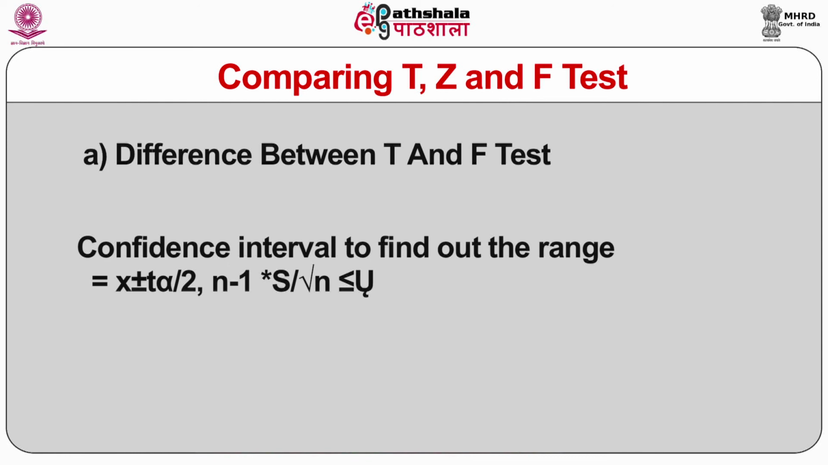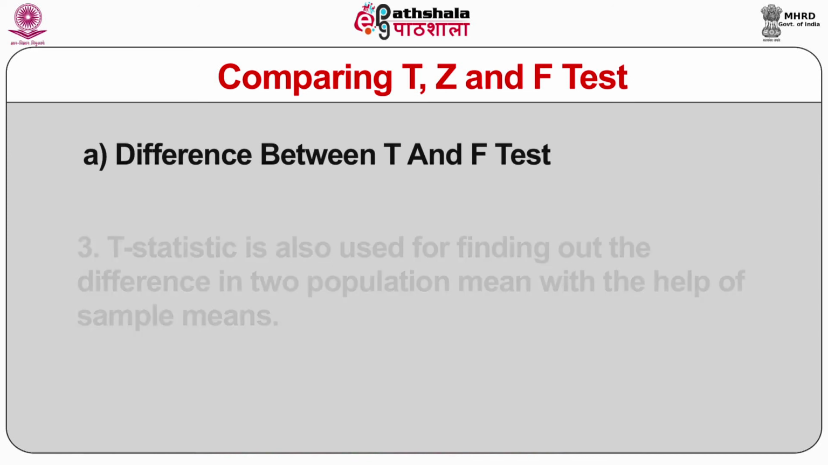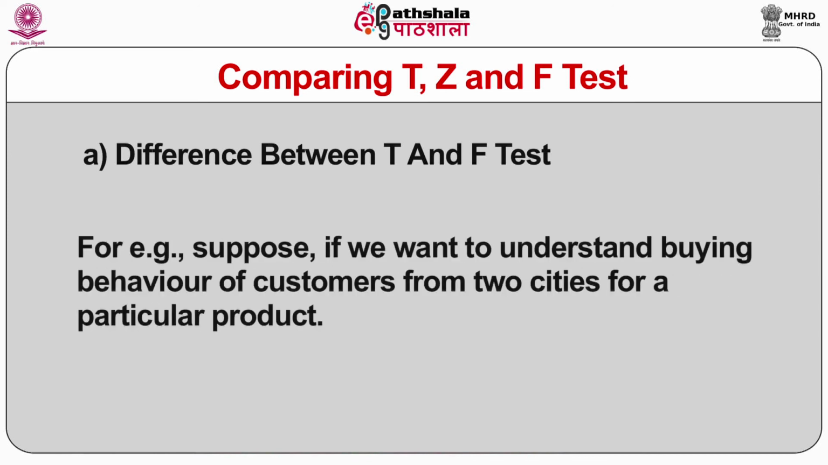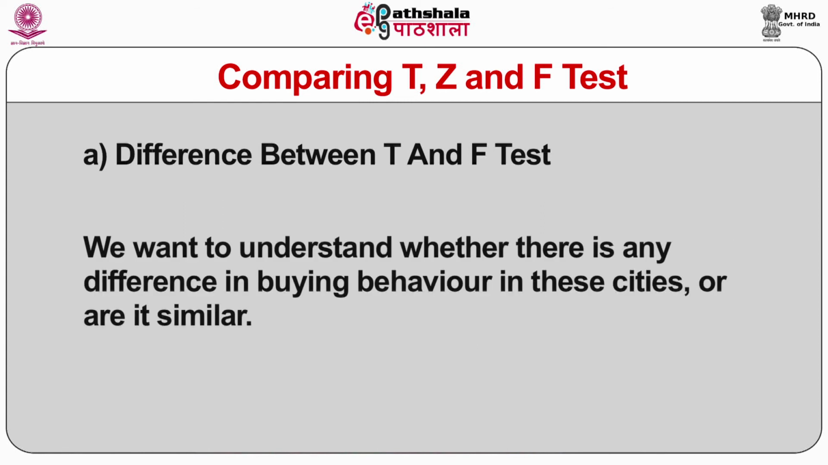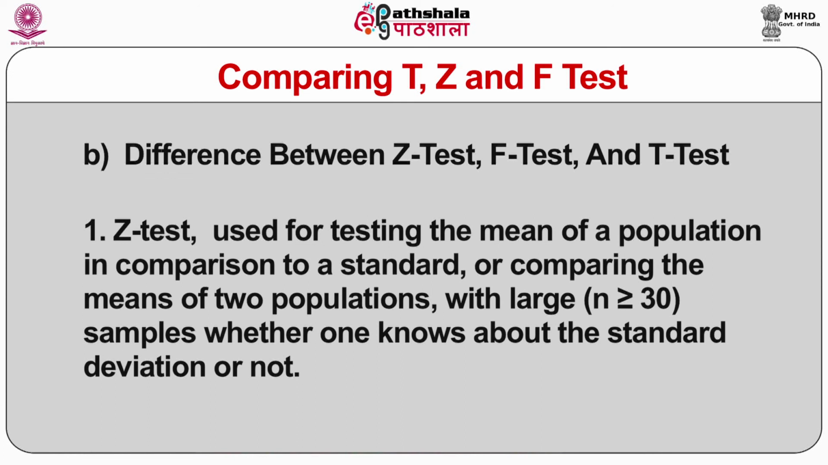Third, the T statistics is also used for finding out the difference in two population means with the help of sample means. For example, suppose we want to understand the buying behavior of customers from two cities for a particular product, we want to understand whether there is any difference in buying behavior in these cities or are they similar. Now, in the next step, you will be able to understand the difference between the three tests F, T and Z.